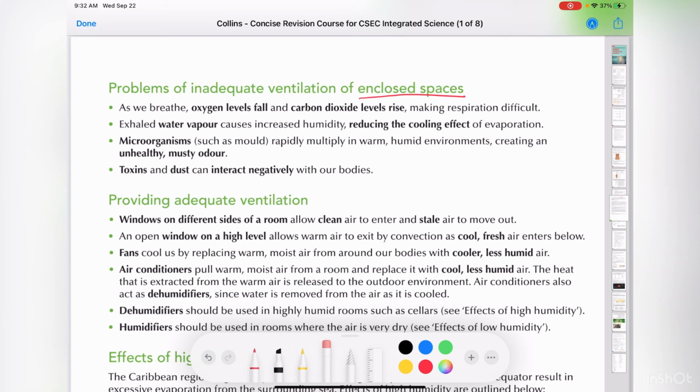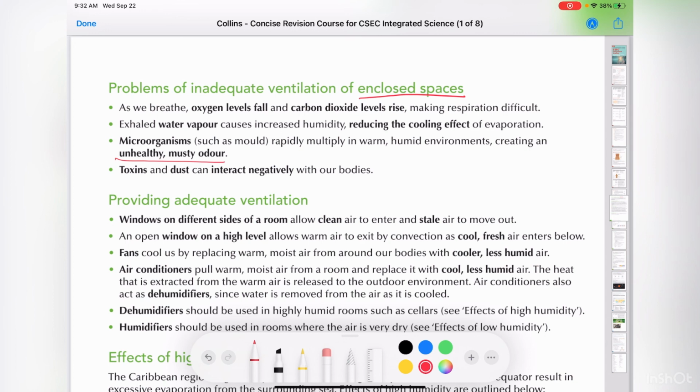Exhaled water vapor causes increased humidity, reducing the cooling effect of evaporation. That's why on humid days you tend to feel very sticky, because of the reduced cooling effect due to high humidity levels. Microorganisms such as mold rapidly multiply in warm, humid environments, creating an unhealthy, musty odor. That musty odor is that closed up, claustrophobic feeling you get in a room that has been closed up for a long period of time.